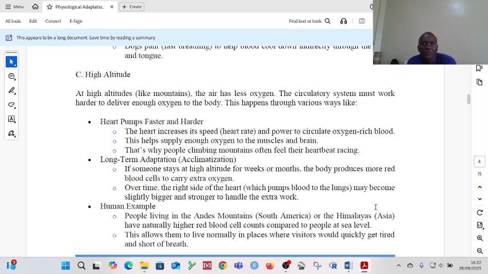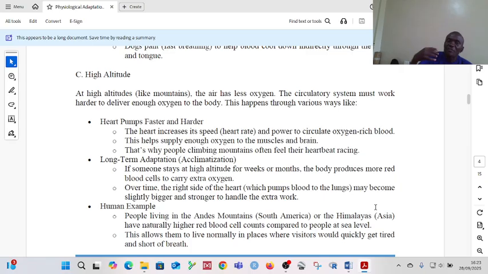If someone is exposed to high altitude for a long period, then what we call acclimatization will happen. If someone stays at such high altitudes for weeks or even months, then the body tends to produce more red blood cells. Okay? The importance of that, we saw, is to carry extra oxygen. Also, over time, the right side of the heart, which pumps blood to the lungs, may become slightly bigger and stronger so that it can pump blood to the lungs faster.